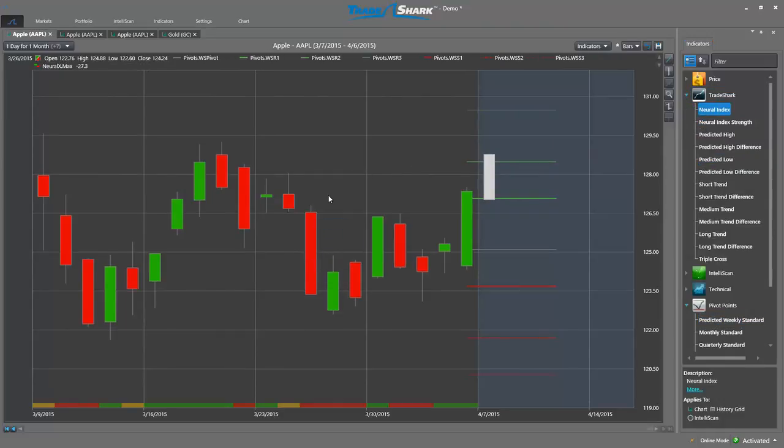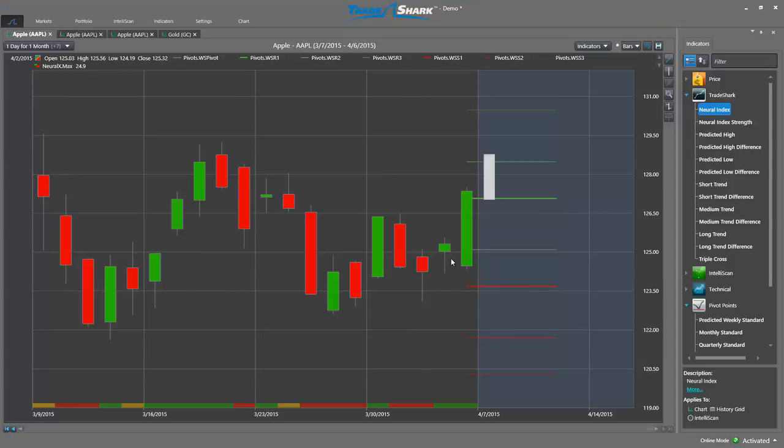For example, when added to the chart, we can see that not only was the market above the next weekly pivot, but the neural index was forecasting average prices to move higher over the next 2 trading days. This combined approach allows traders to identify opportunities with a very high likelihood of performing to expectations.